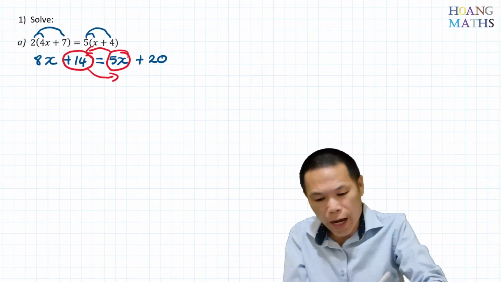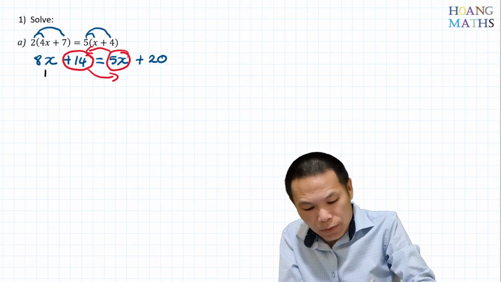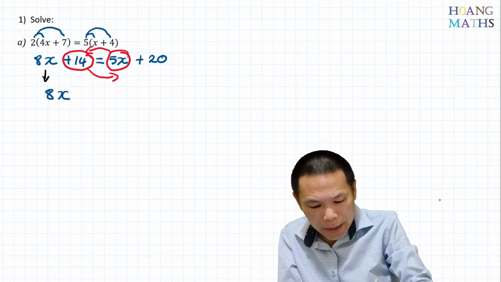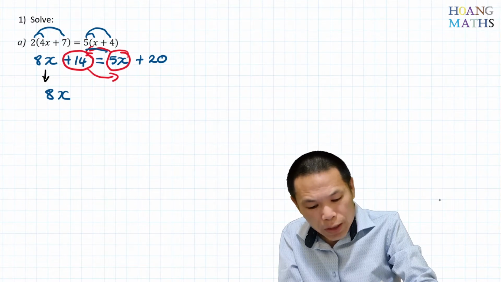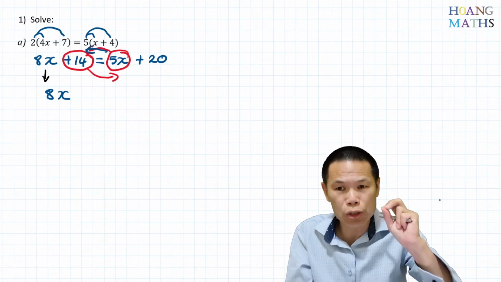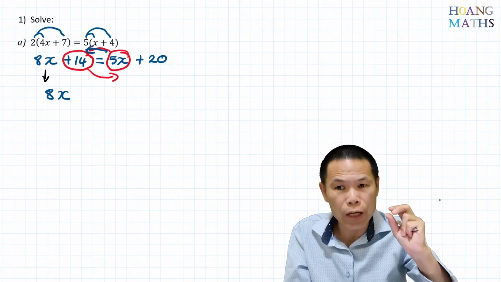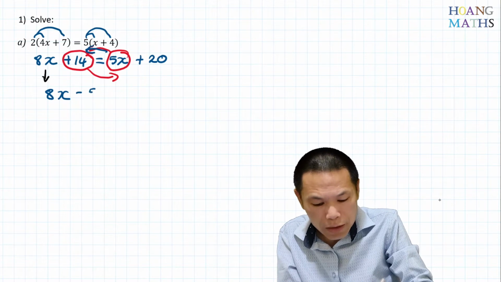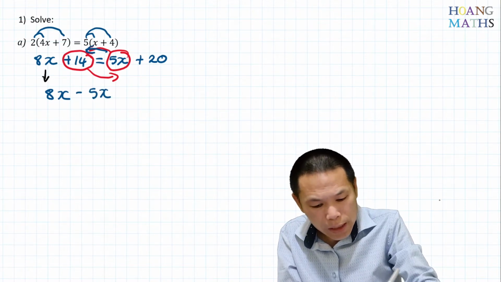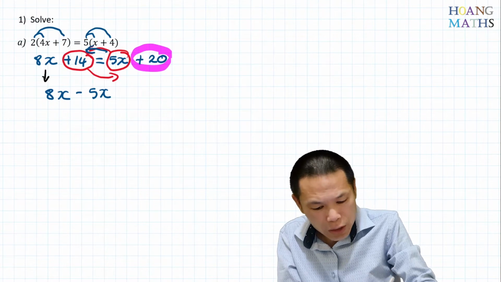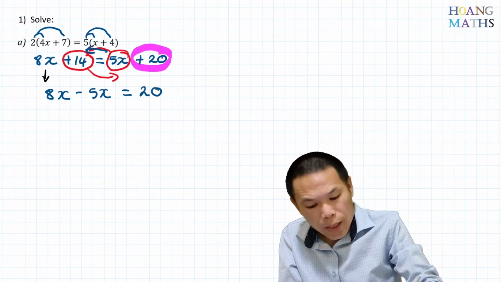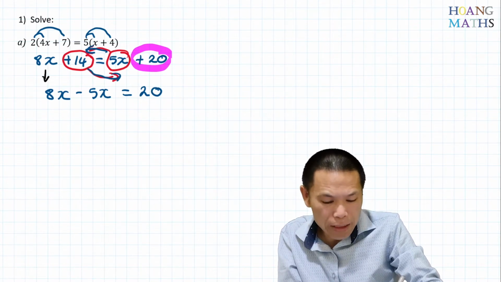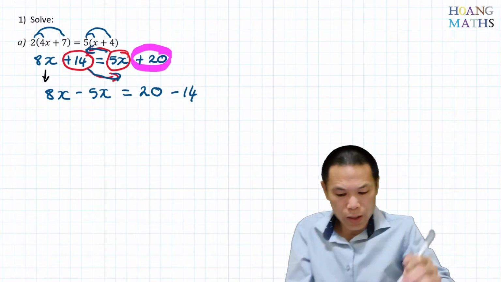So now I need to write the 8x. I need to write this down first. Okay, so this gives me 8x. And the 5x, I move on this side, so it becomes negative 5x, because no sign in front means positive 5x. When we move it to the other side, it becomes negative. Just keep that in mind. So minus 5x. And the 20, we just write this down first. So equal 20. And the positive 14, I move on this side, becomes minus. So minus 14. There you go.